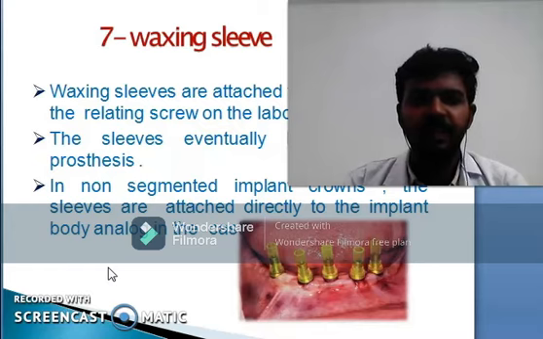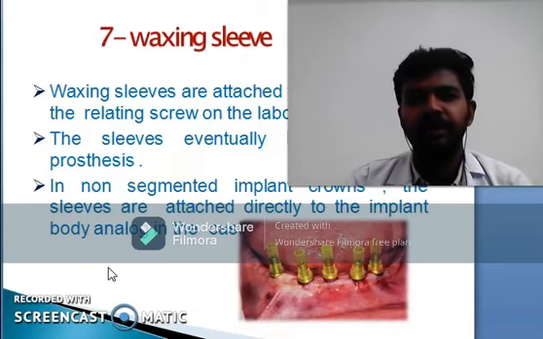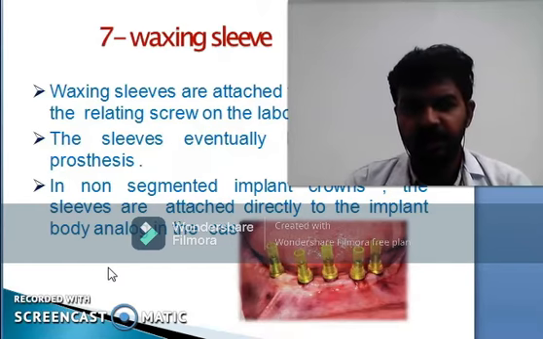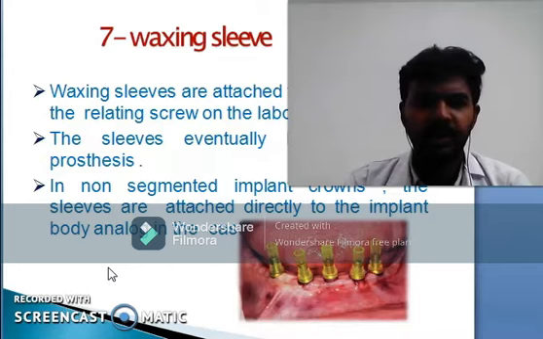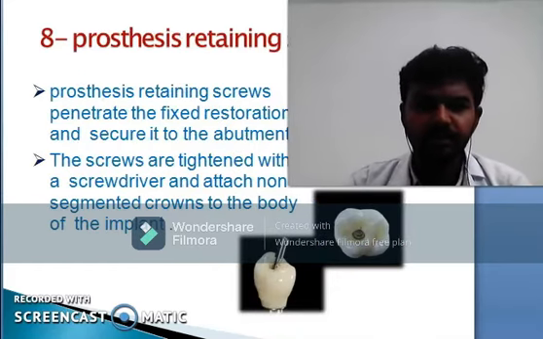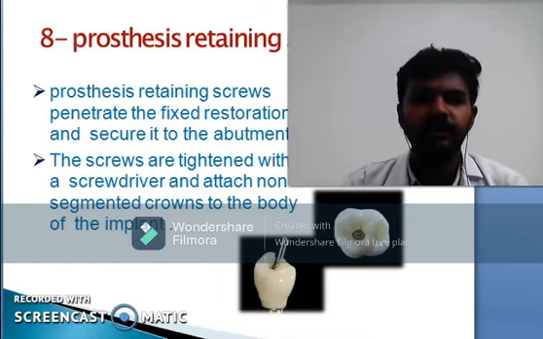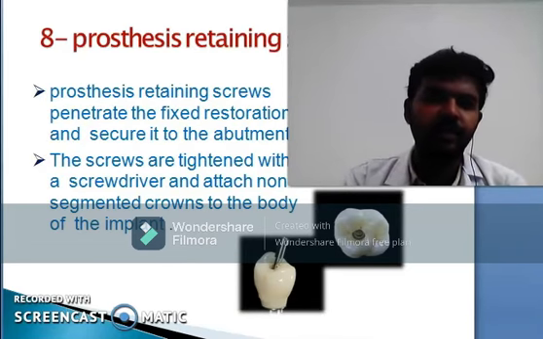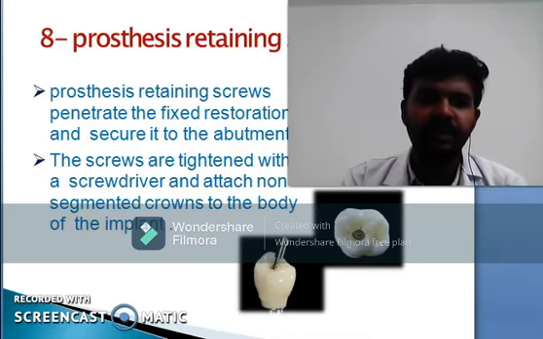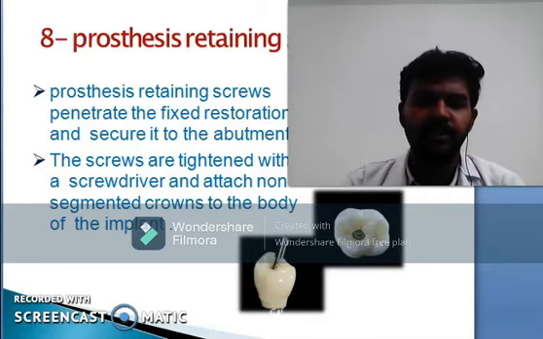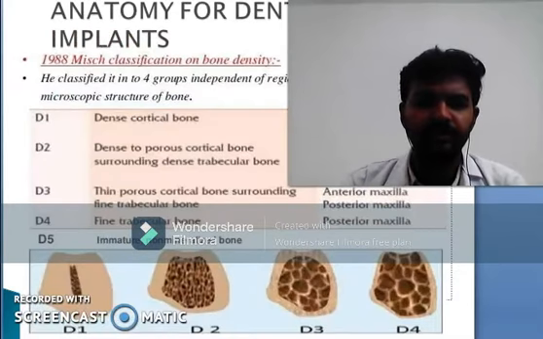Wax sleeving. Wax sleeves are attached to the abutment by means of the screw on the laboratory model. The sleeves eventually become a part of the prosthesis. In non-segmented implant crowns, the sleeves are attached directly to the implant body analog. The prosthesis retaining screw. The prosthesis retaining screws penetrate the fixed restoration and are secured into the abutment. The screws are tightened with the screwdriver and attach non-segmented crowns to the body of the implant.